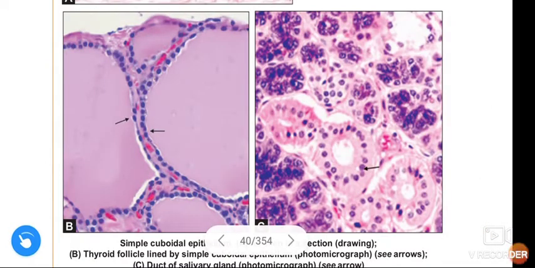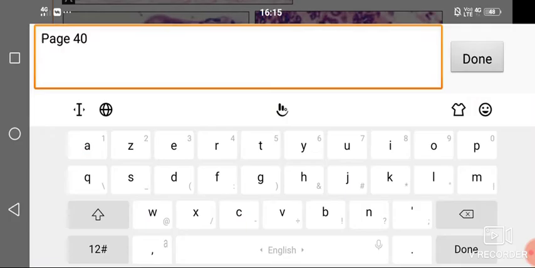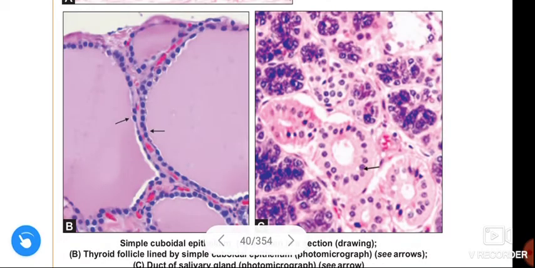See the above figures. Both are simple cuboidal epithelium. This is the simple cuboidal epithelium in thyroid follicle. This represents the thyroid follicle lined by simple cuboidal epithelium. This is the simple cuboidal epithelium present in the duct of salivary gland.